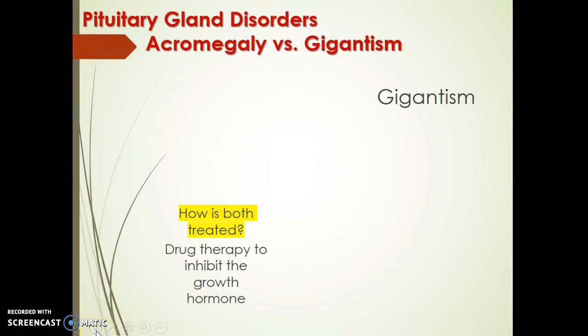All right, the next one we're going to talk about is the pituitary gland. Remember, the pituitary gland is located in the brain. There's an anterior and posterior. We're going to talk about acromegaly versus gigantism. If you remember back to functions and structures of the endocrine system, the anterior pituitary gland secretes growth hormone. Acromegaly and gigantism have to do with the growth hormone. So we're going to first focus on gigantism.